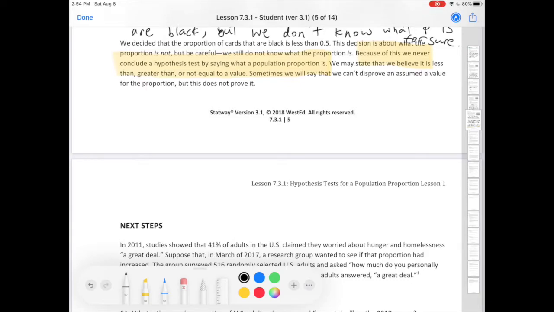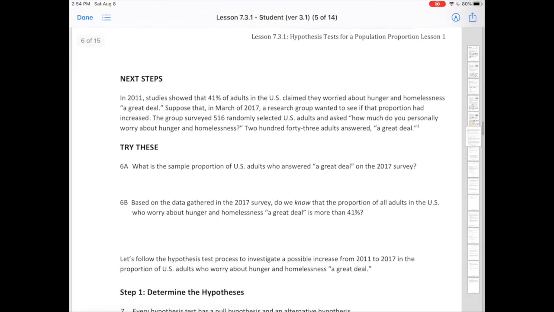Again, this is saying that we can never prove that a certain proportion of the cards are black. All we can do is say that it seems like the claim that it's fair is false. So in other words, we're saying that less than half, but we can never say what the real answer is. All right. Let's move on.